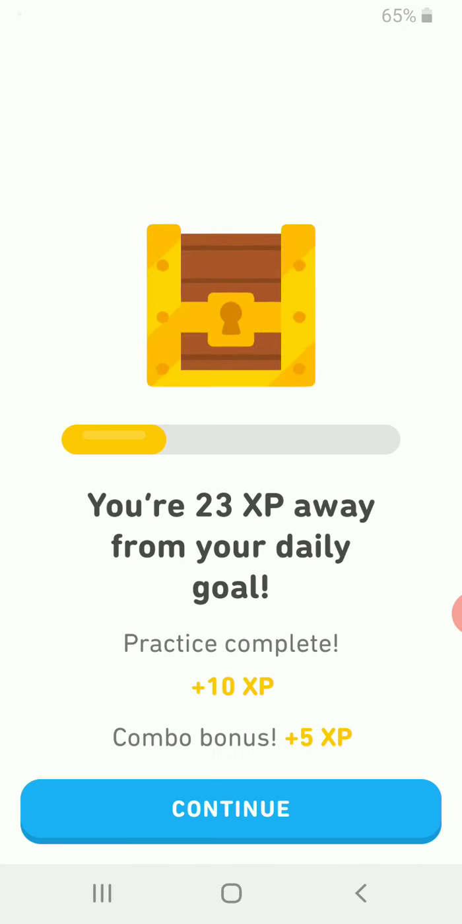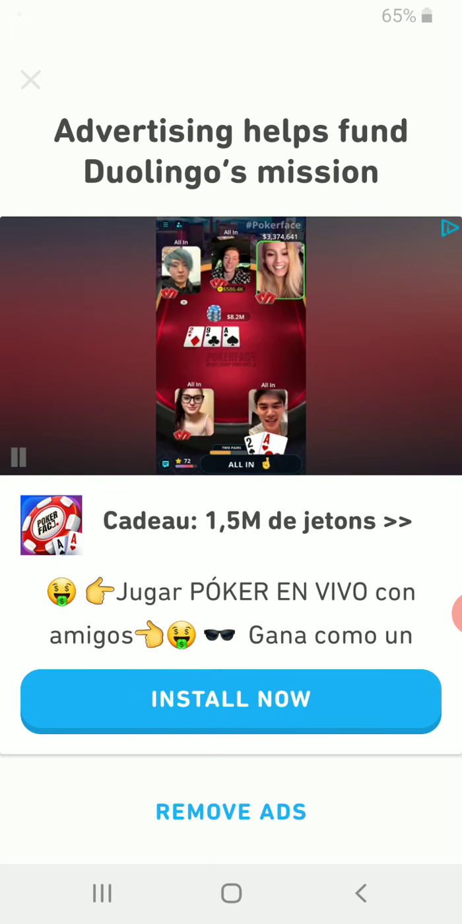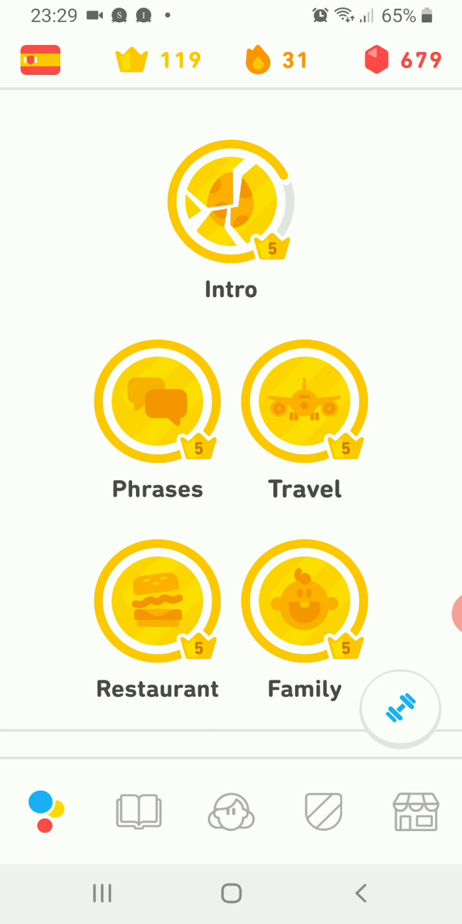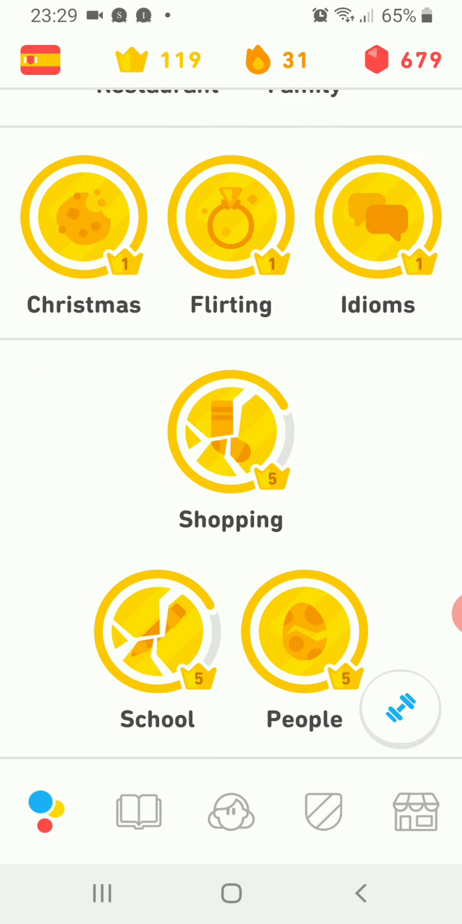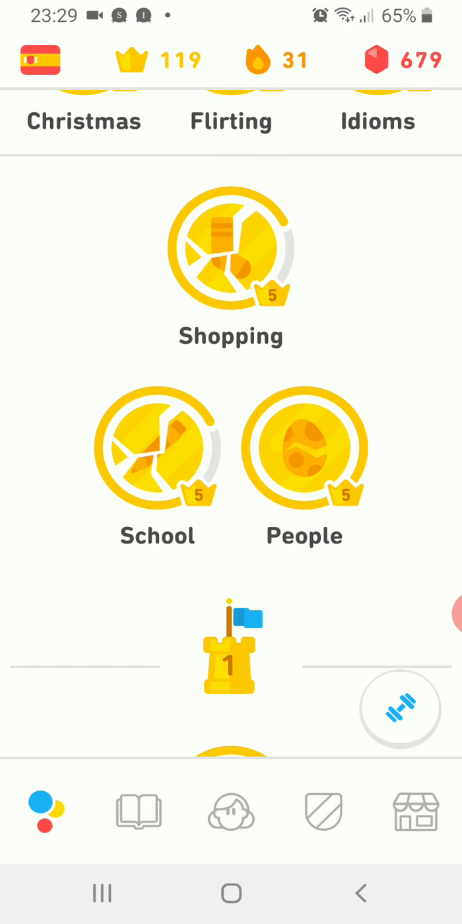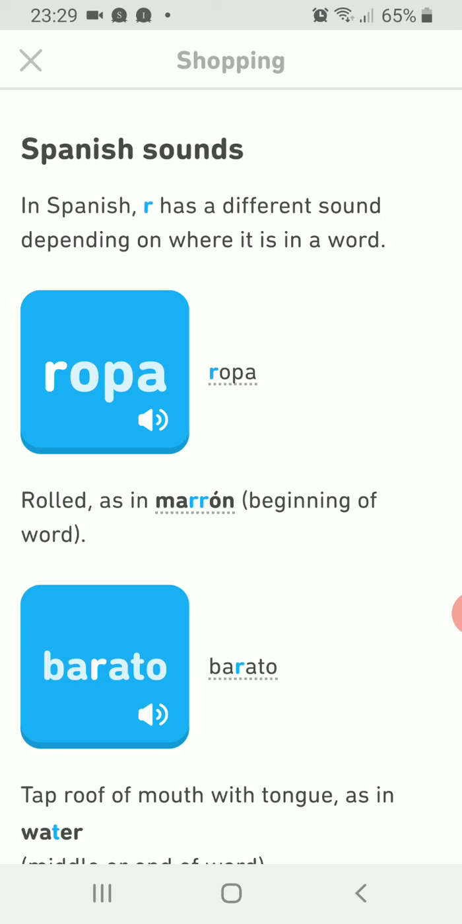Usually I have to put the inverted question mark at the beginning and so on. But since Duolingo accepts such a response, I'll make it faster. Okay, that was introduction. This unit is restored, and let's switch to shopping. And we'll of course have a look at the tips just to remember the grammatical rules.